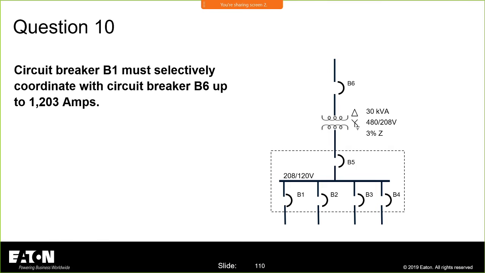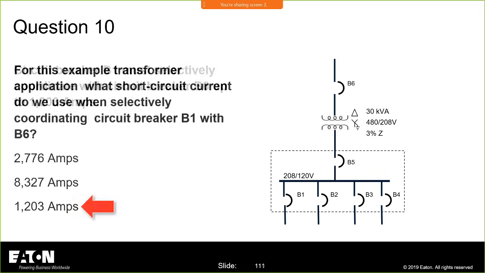So B1 has to selectively coordinate with circuit breaker B6 up to 1203 amps. Now the downstream breaker is going to see more fault current, but it's the upstream breaker, and when that current goes into the instantaneous region, that I have to worry about the selective coordination. So the right answer to that was 1203.